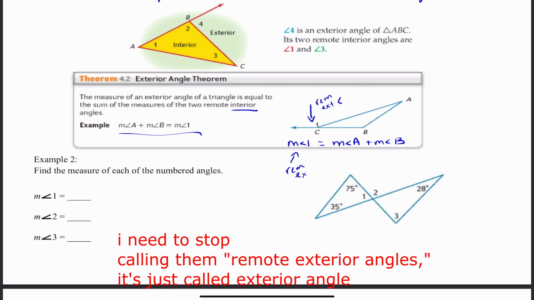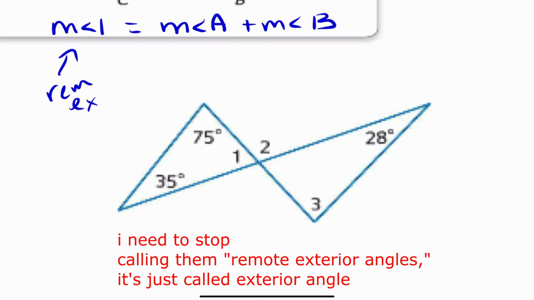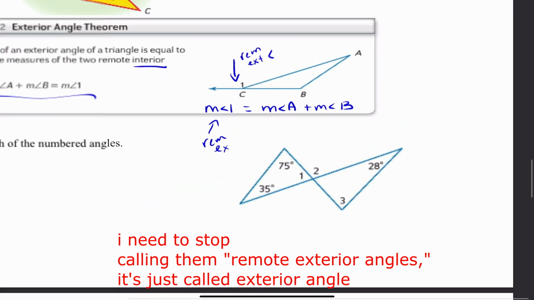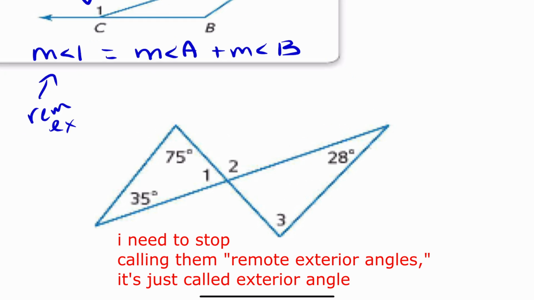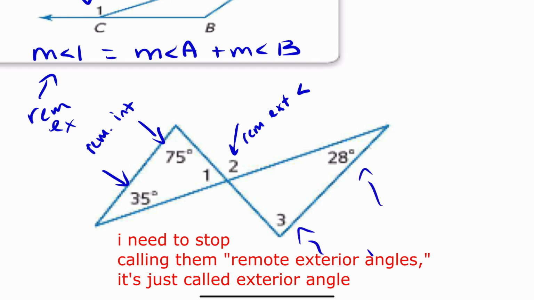To figure out the measure of angle 1, let's take a look at this picture. Let's figure out the remote exterior angle. This angle here is outside, so this is my exterior angle. And these two angles here are not close to this angle whatsoever, so these are my remote interior angles. And that applies to these two angles here as well. They are remote interior angles.